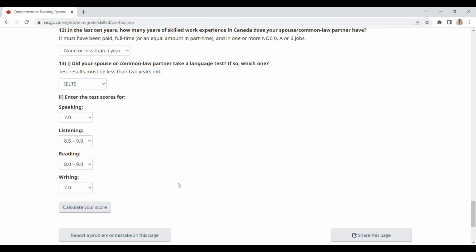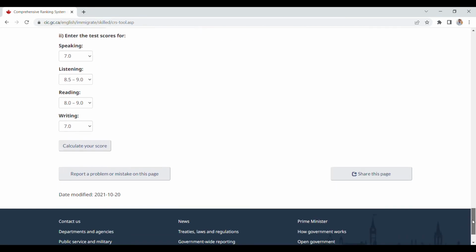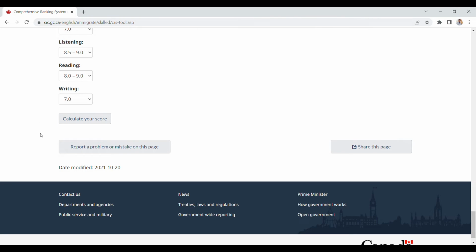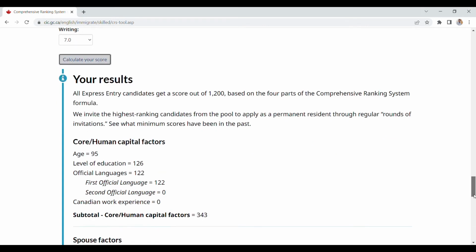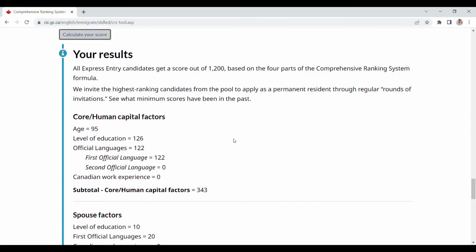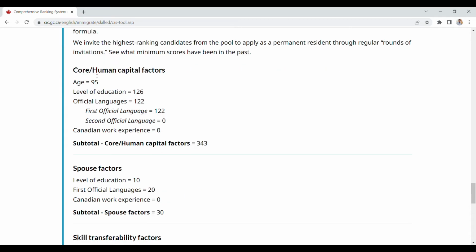Now we are done with all the questions which were there in the CRS assessment, and the next step is calculating the score. So we'll click on the option of calculating your score. As you scroll down, you will see the results and a detailed explanation of how many points you have received for the particular category. Now there are 4 categories. One is the core or human capital factors, which includes the age, level of education, official language, and Canadian work experience of the primary applicant.